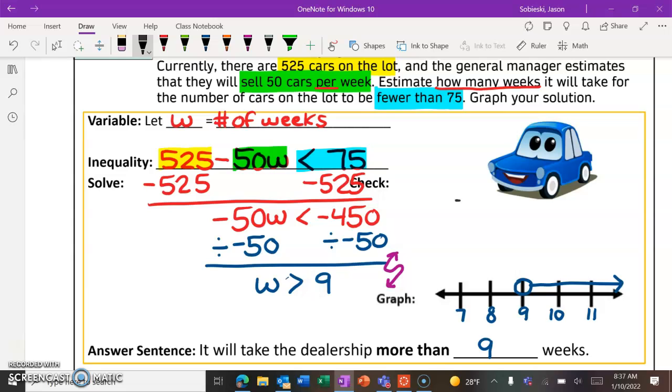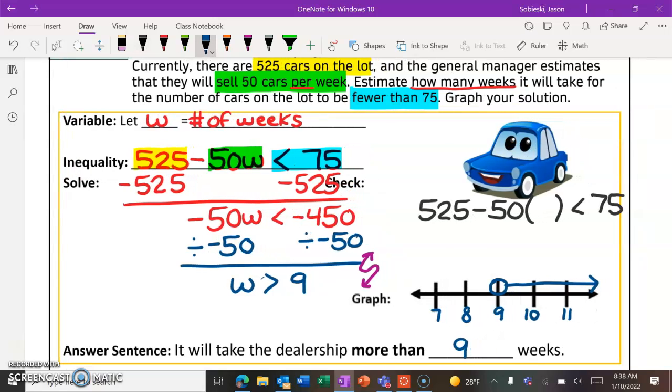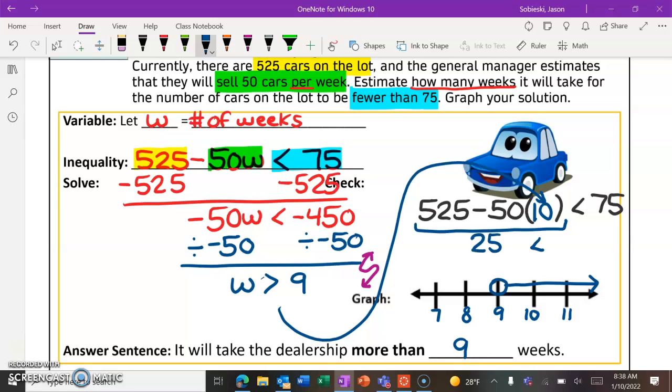And then our final step is to just take our solution set and pick an answer to double check our work. So we know our original inequality was 525 minus 50W, but instead of W, I'm just going to leave that blank. And we know that this should be less than 75. All we need to do is take this W is greater than 9 and pick a number that is greater than 9 to plug into this spot. So let's just go with 10. If we put all of this into our calculator, this should give us a 25, which should be less than 75. That is true, so you can give it a check mark and know that you did this right.